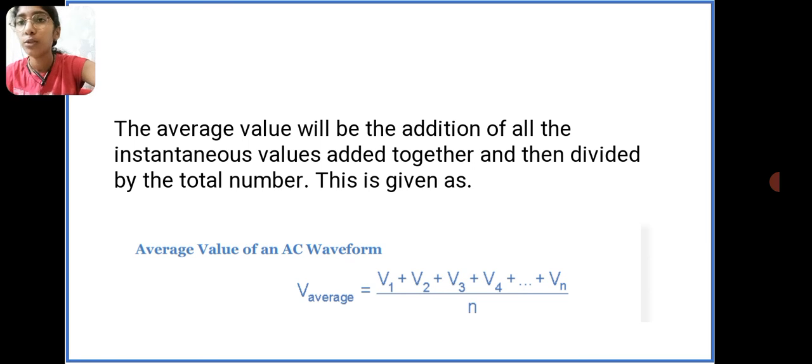The average value will be the addition of all the instantaneous values added together and then divided by the total number. This is given as: the average value of an AC waveform, V average = (V1 + V2 + V3 + V4 and so on up to Vn) / n, where n is the number of instantaneous values we get. Thank you.